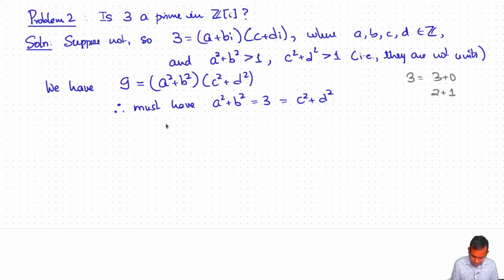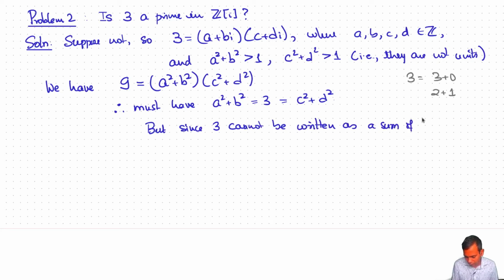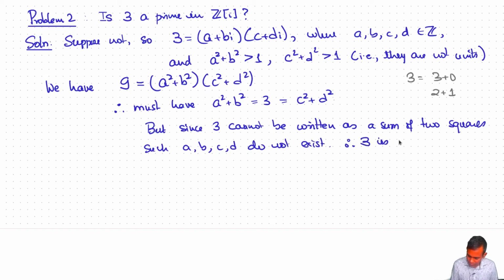So what we get is, since 3 cannot be written as a sum of two squares, such a, b, c, d do not exist. Therefore, 3 is a prime in Z[i]. 3 is a prime in the integers, and it's also an integer in Z[i].